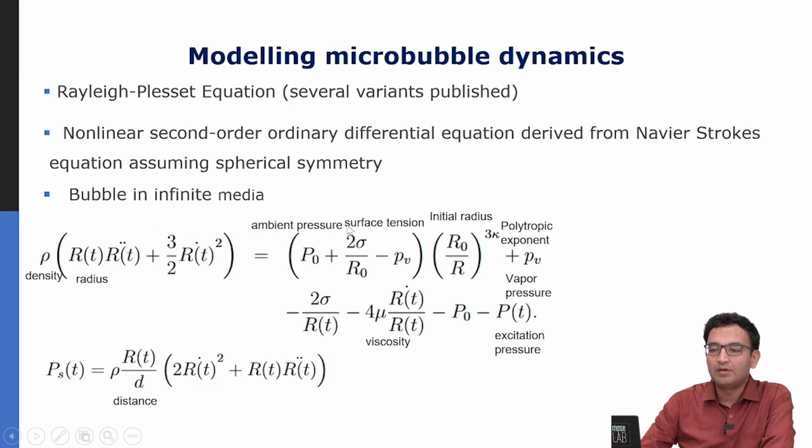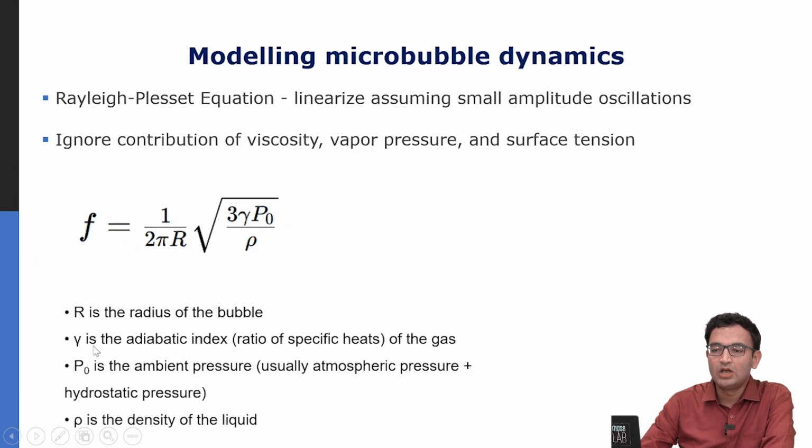Now this Rayleigh-Plesset equation is highly nonlinear and is quite complicated. So we can get some intuitive understanding by applying some simplification. So if we go for linearization, if we assume that the bubble oscillations are really small, then we can go for some linearization. And we can also ignore the contribution of viscosity, vapor pressure and surface tension. So then we get this equation which is called the Minnaert equation. This equation relates the resonant frequency f to the radius of the bubble, and then there are constants of pi, gamma which is the adiabatic index, P naught is the ambient pressure and rho is the density.